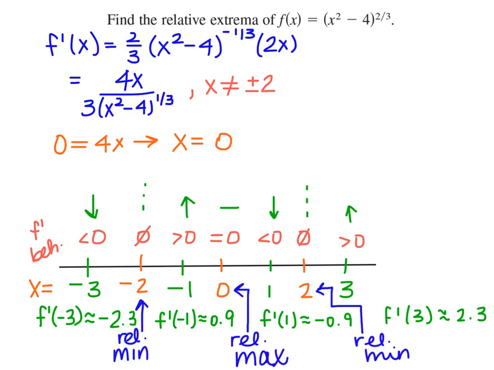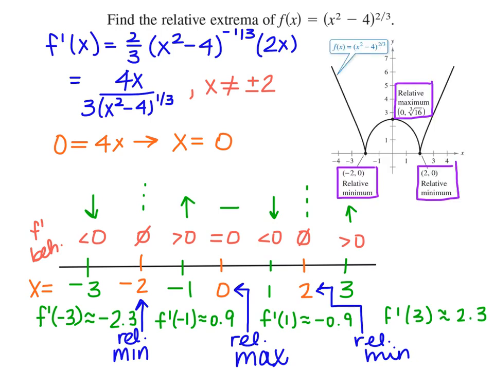So because this goes from decreasing to increasing, we're looking at -2 to be a relative min. Same thing at +2, it's going from decreasing to increasing, that's a relative min. And then at x equals 0, we have increasing to decreasing, so that must mean that's a relative max. And when I look at the graph of this thing, it behaves just as we thought it would.